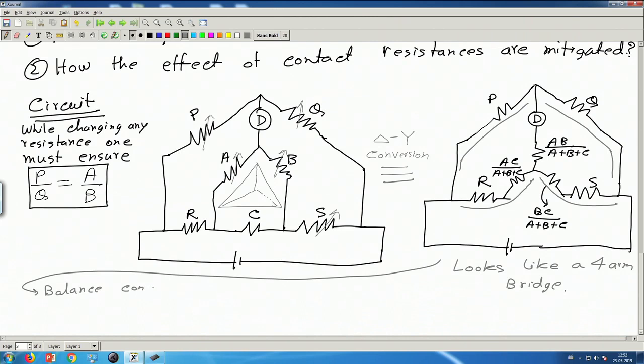We can write this, say P by Q is equal to these two together, R plus AC by A plus B plus C, and these two together, S plus this branch BC by A plus B plus C. Okay, so this is the balance condition of this bridge.